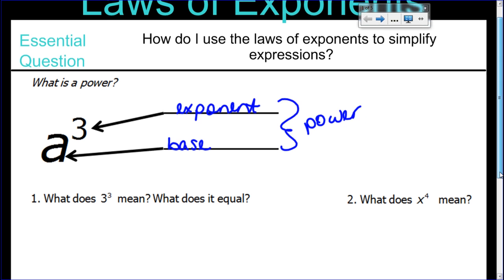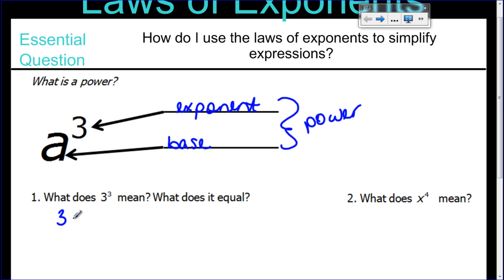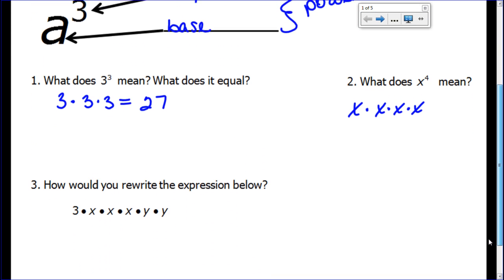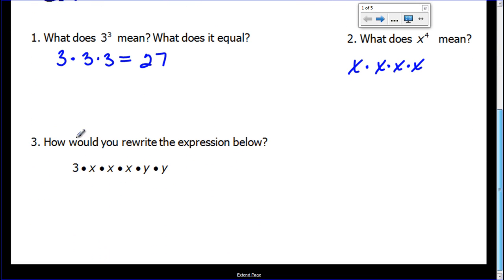And so what does 3 to the third mean? Well, it means that I have to do 3 times 3 times 3. And if I multiply that all out, I get that it equals 27, because 3 times 3 is 9, and then 9 times 3 makes 27. So the next question, what does x to the fourth mean? Well, that just means that I have to do x times x times x times x, which means x times itself 4 times. So we've now dealt with writing them out in expanded form.